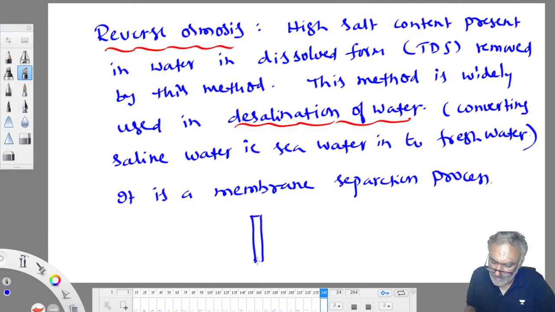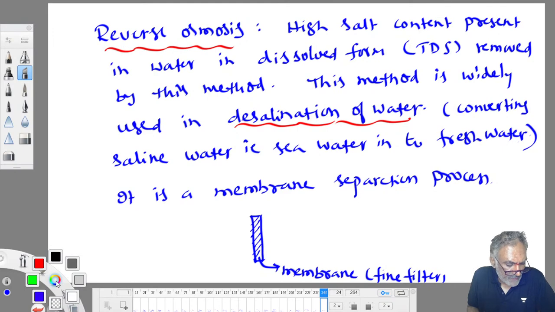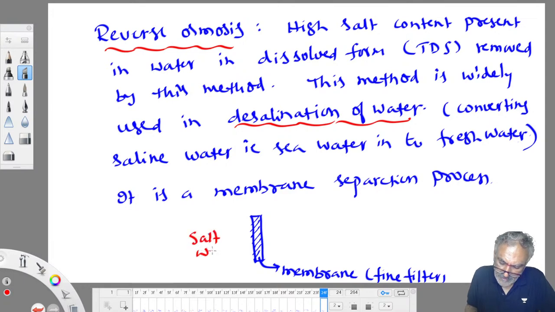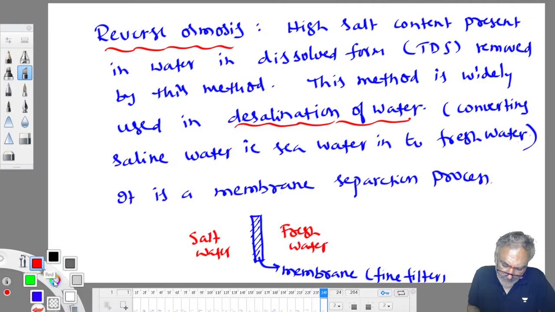This is a membrane. A membrane is a fine filter media, a very fine filter. On one side of the membrane, we keep salt water, and on this side, fresh water. Normally, nothing is applied, so fresh water goes and joins the salt water. Fresh water is contaminated. This is called osmosis.